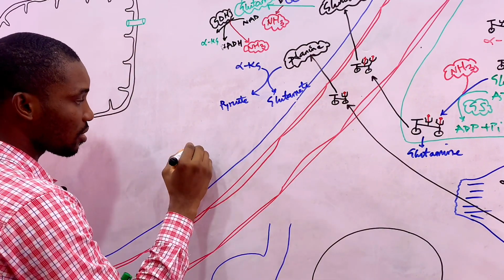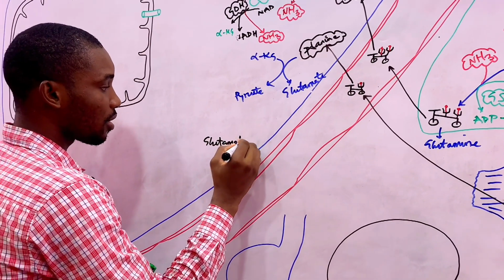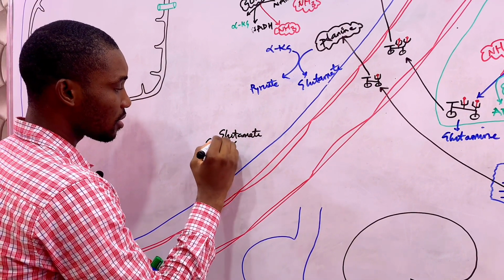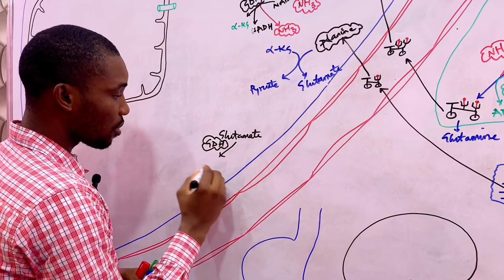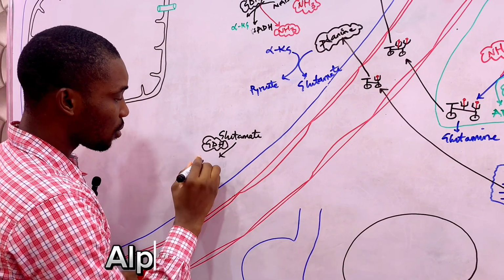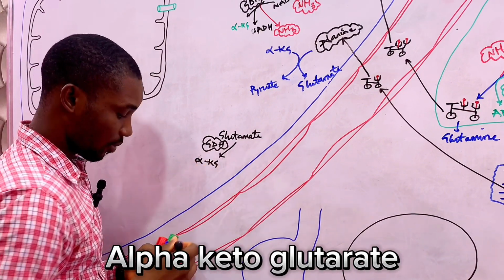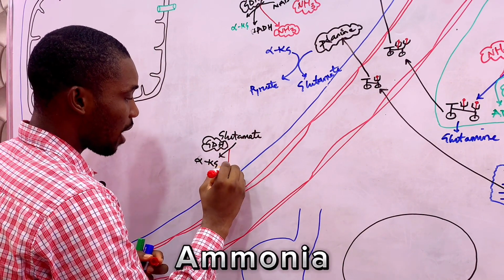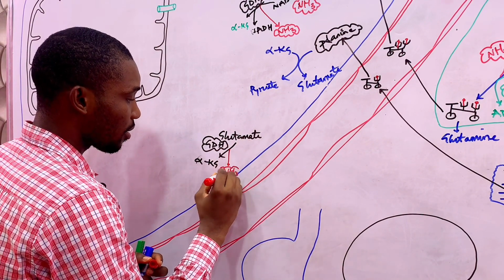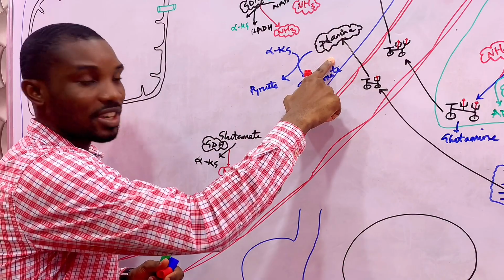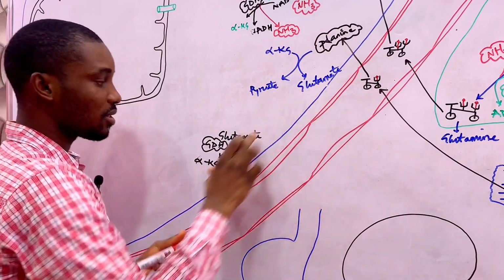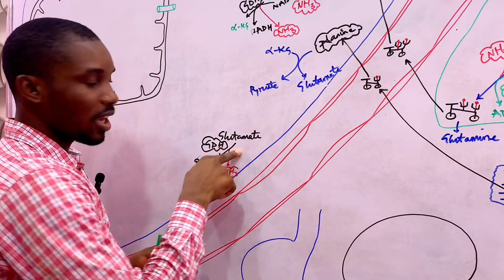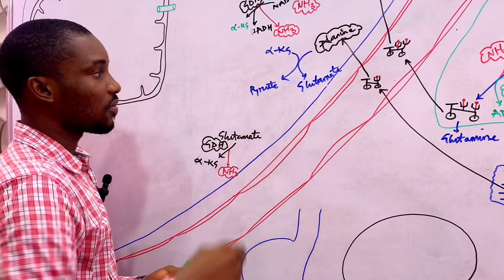This glutamate can now be broken down by glutamate dehydrogenase to form alpha ketoglutarate, and then we have ammonia from alanine. So I just brought out this reaction over here for simplicity's sake. Now, remember that NAD was used and the NADH was given out.